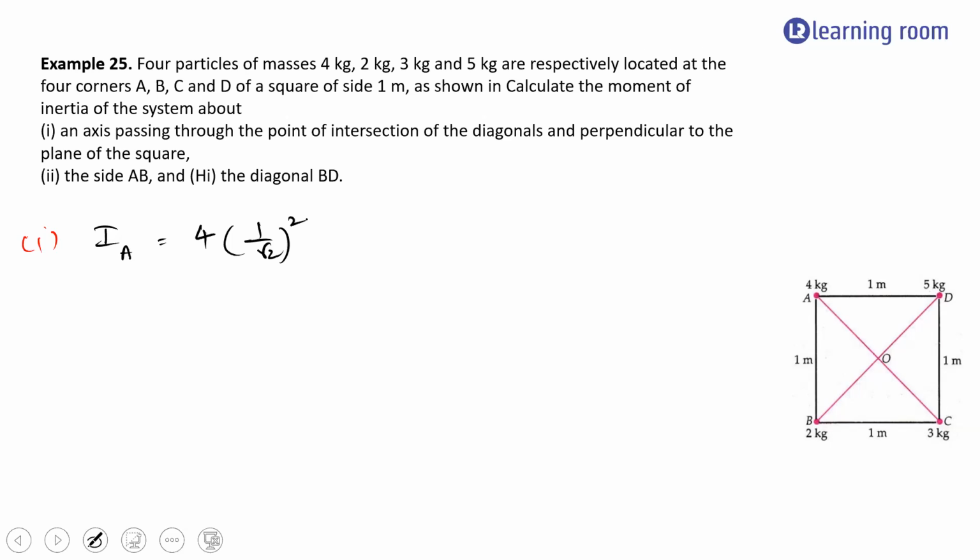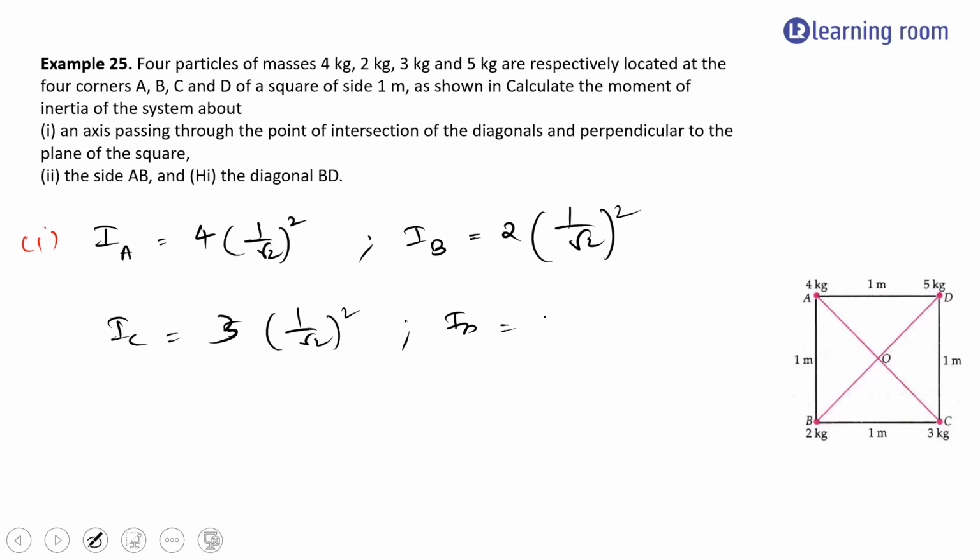So 4 into this distance square. What is the moment of inertia of the mass which is placed at P? 2 into 1 by root 2 square. IC is 5 into 1 by root 2 square. Sorry, 3 into 1 by root 2 square. ID is 5 into 1 by root 2 square. So what is going to be the answer? Here it is going to be 2. Here it is going to be 1. Here it is going to be 3 by 2. And here it is going to be 5 by 2.